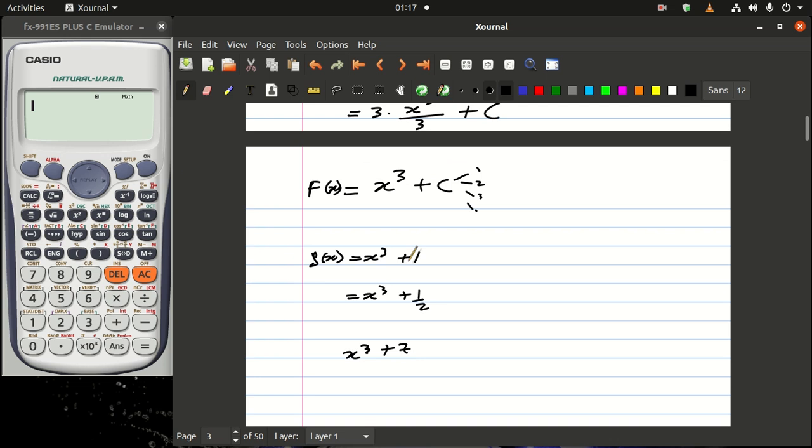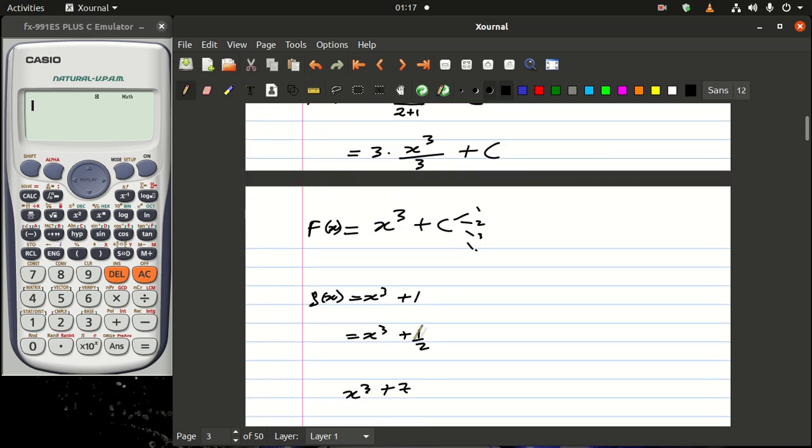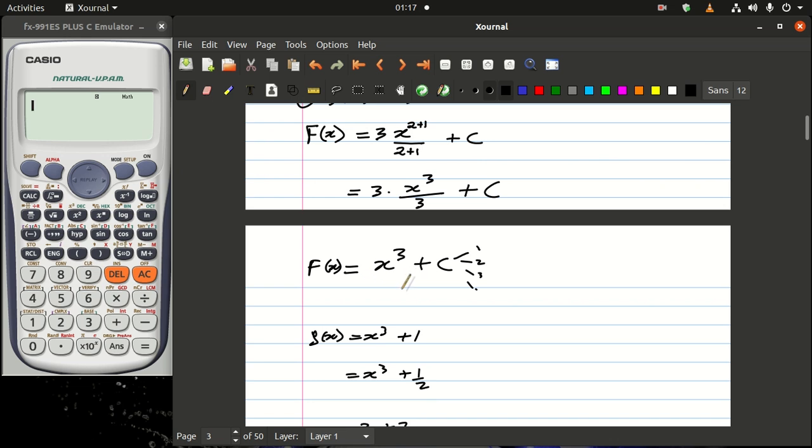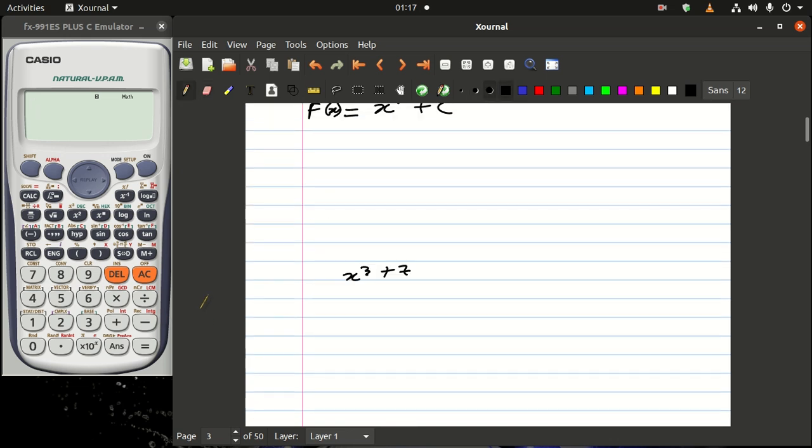You can see when you take the derivative of this, you will get that. When you take the derivative of this, you will get that. That is why we're saying this is the general one. In other words, it is the most general, and only this part is a particular antiderivative. I hope you can see the difference that I have made. Now for the next one, we have f of x equal to 4x cubed.